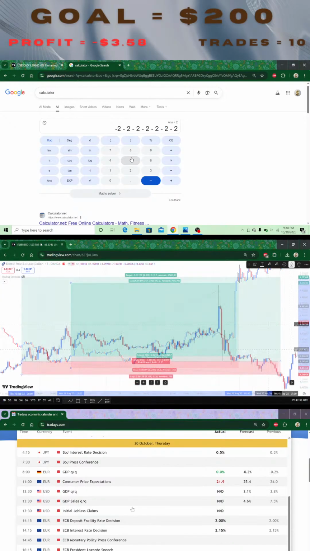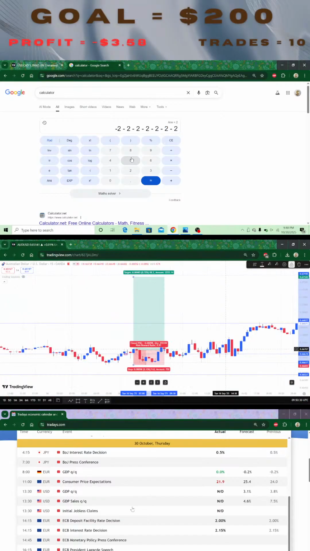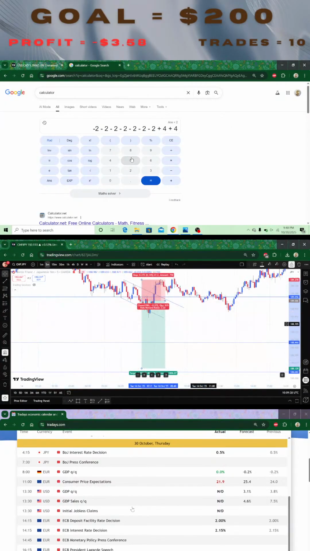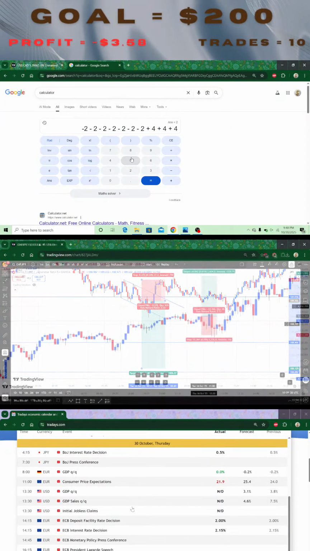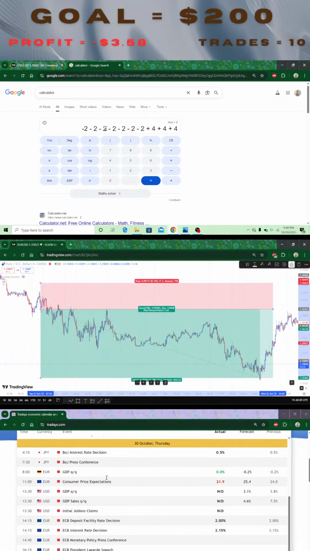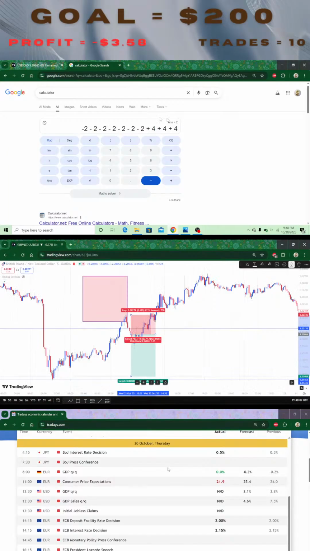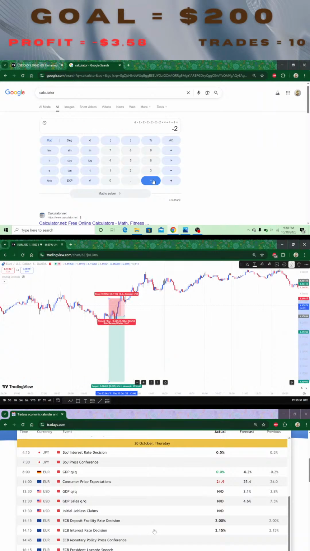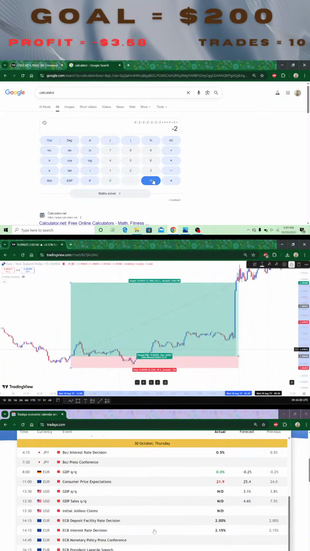So $4. So that is plus... 1, 2, 3, 4, 5, 6, 7, 8, 9, 10. These are the 10 trades that we took. Logically speaking, these are the 10 trades that we took. What did we end up with? We ended up with a loss.